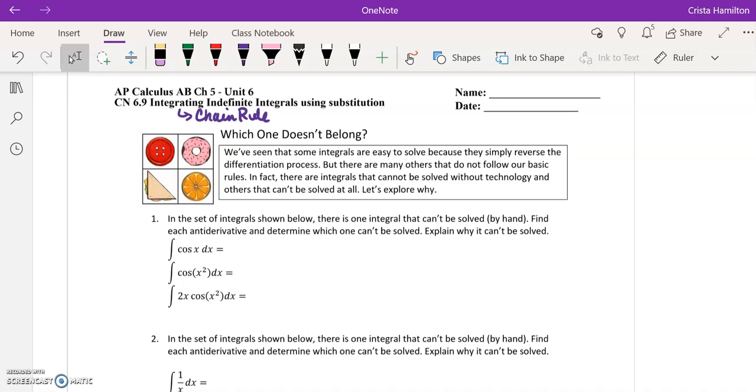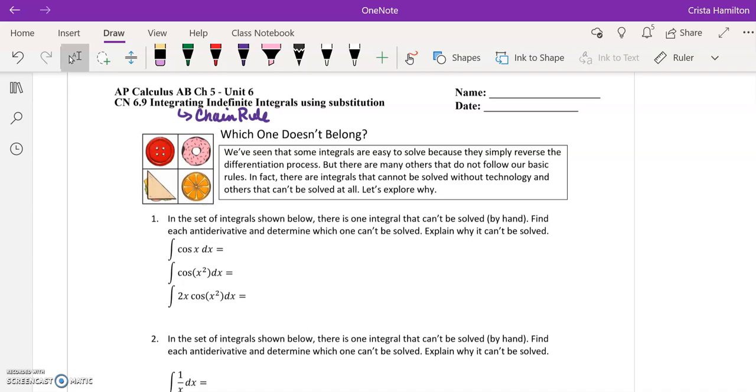So we've seen some integrals that are easy to solve because they simply reverse the differentiation process. But there are many others that do not follow our basic rules. We had a lot of more complicated derivative rules like chain rule, product rule, quotient rule, and so on. And so when we work backwards, there are going to be different techniques for these more complicated rules. In AB calculus, the only more complicated technique that we're going to be working backwards from is chain rule. When you take the second semester of calculus next year, you will look at other techniques of integration that will work backwards from product rule and quotient rule and some of those other things.